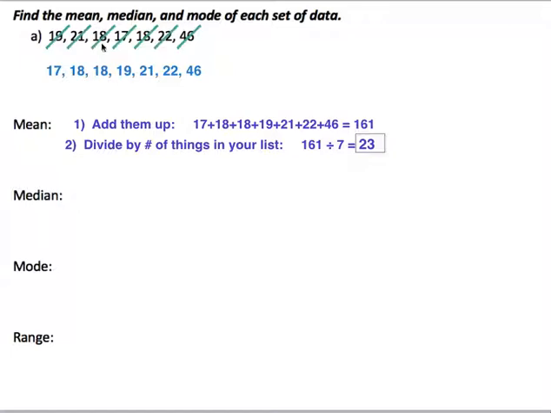So we added up 1, 2, 3, 4, 5, 6, 7 things from our list. So that's what we divide the total from the adding by. So whatever you get from adding all the numbers, you divide by the number of things you added up. 23 is our mean, our average. Now average essentially means a number that's very central to your list. 23 is right around the middle of the range from 17 to 46.